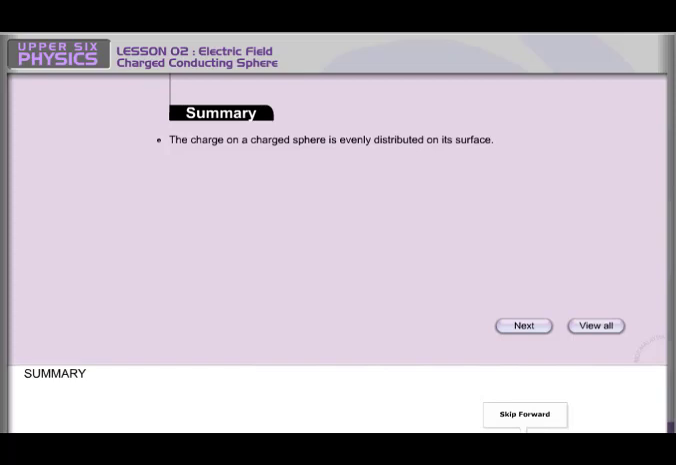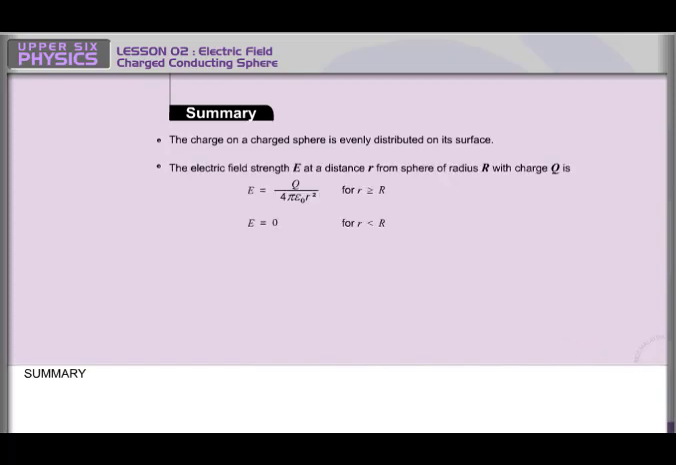Summary: the charge on a charged sphere is evenly distributed on its surface. The electric field strength E at a distance r from a sphere of radius R with charge Q is E equals Q over 4 pi epsilon naught r squared for r greater than or equal to R, and E equals 0 for r smaller than R.